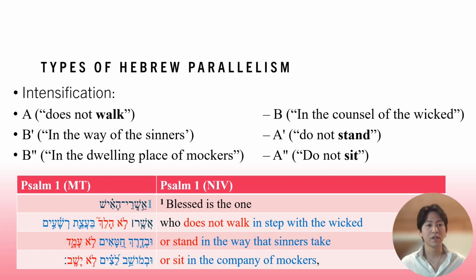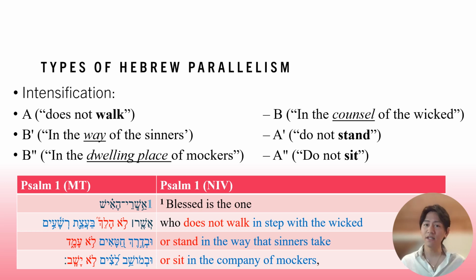Focusing on the A element, you already see here a progression. Not only is the person beginning by walking, but this person is not standing, that is, not spending time with those who are wicked. And finally, this person will not even sit and dwell for a long time with those who are considered wicked. You can see the movement from walking, stopping, and sitting down in the line and the movement of the psalm.